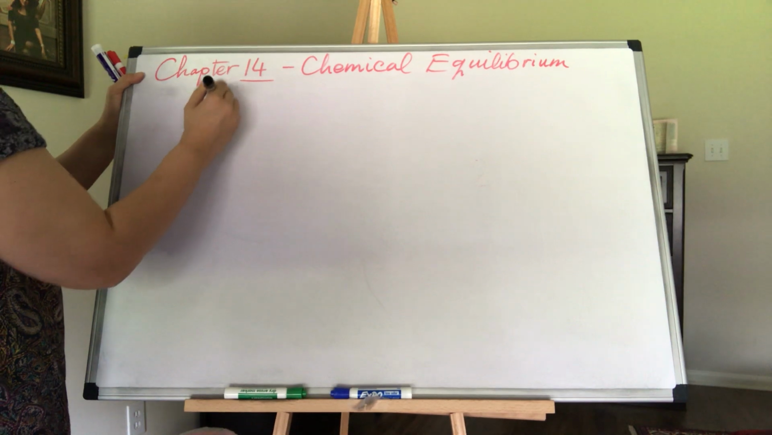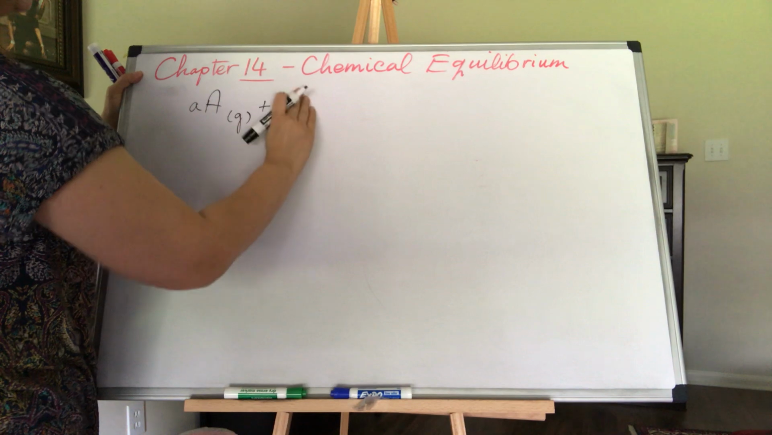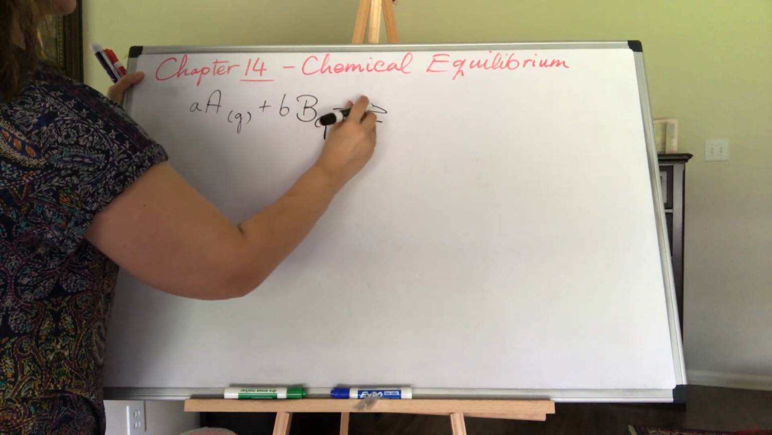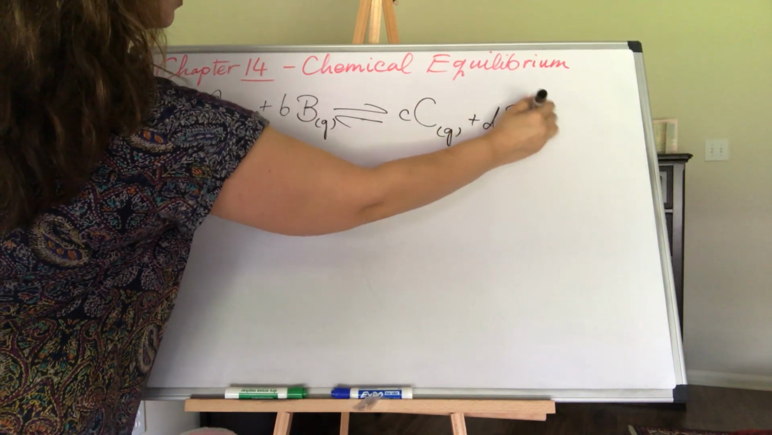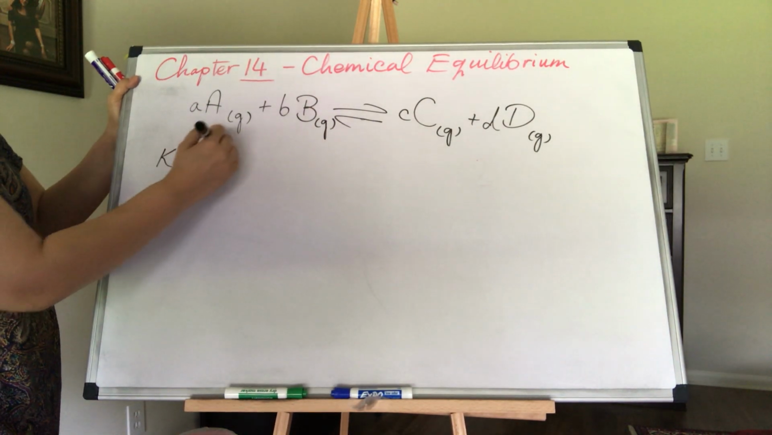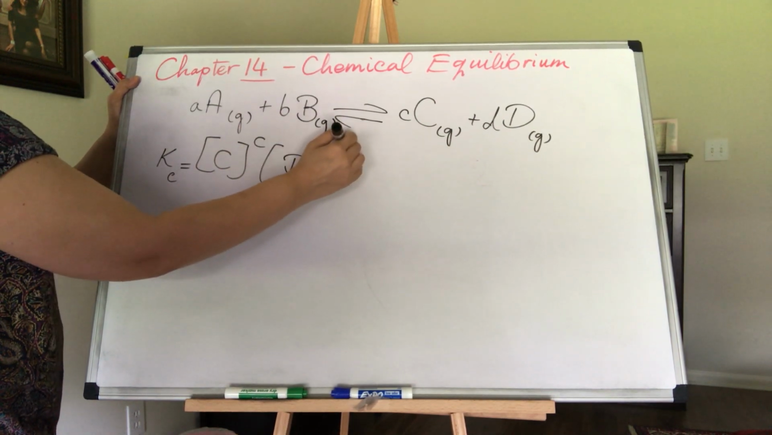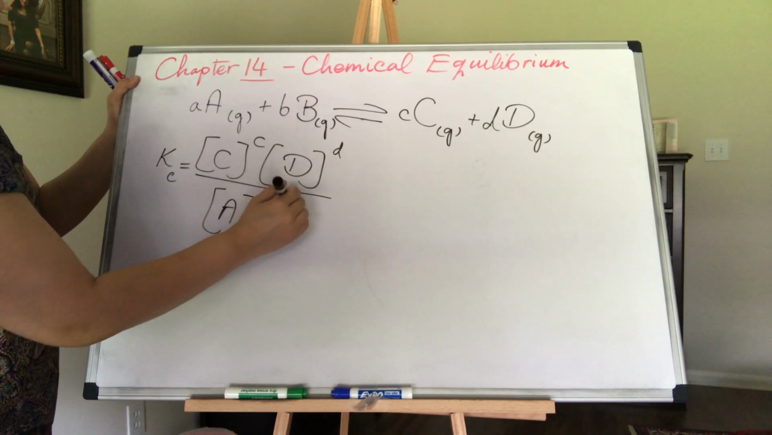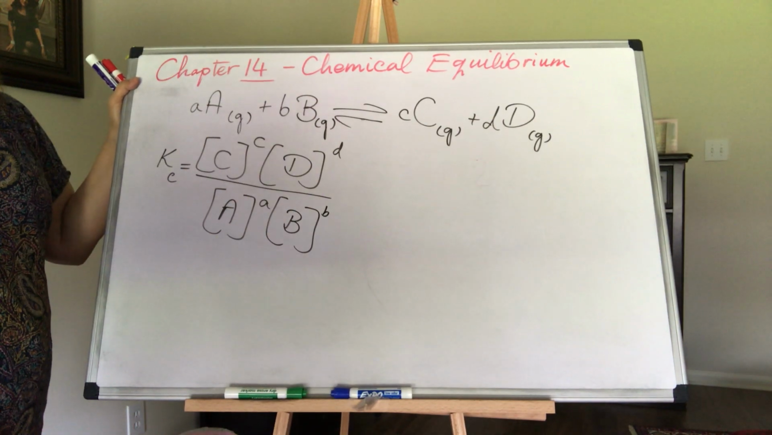If all the components that you write in the equilibrium constant expression are gases, all of them, write the equilibrium constant like this, right? Okay, they are all gases.